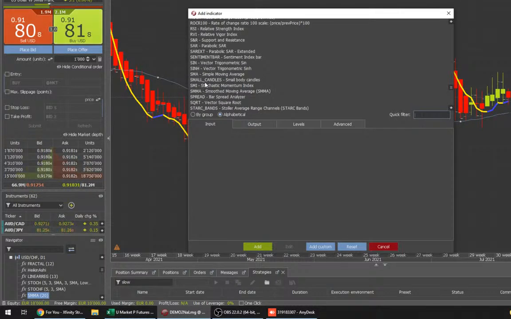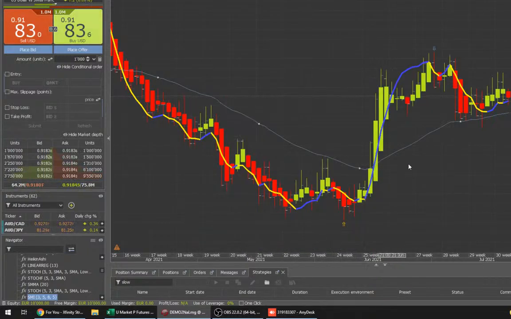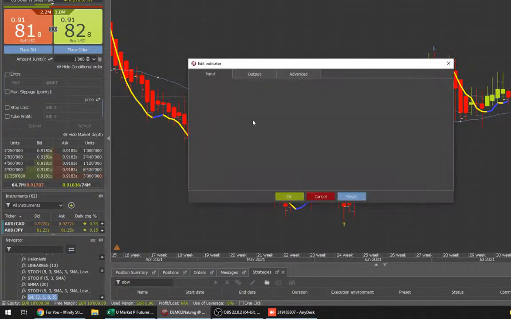All right, so let's try this. Let's see, smooth stochastic momentum indicator. I think it was 3.5 we were using. So we'll do that, 3.5. And let's add that. Maybe we can move that down. Edit indicator, and reset it.